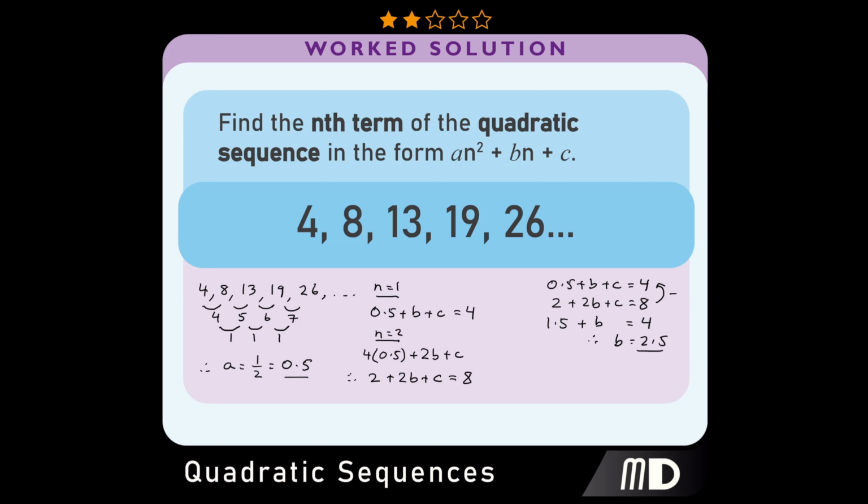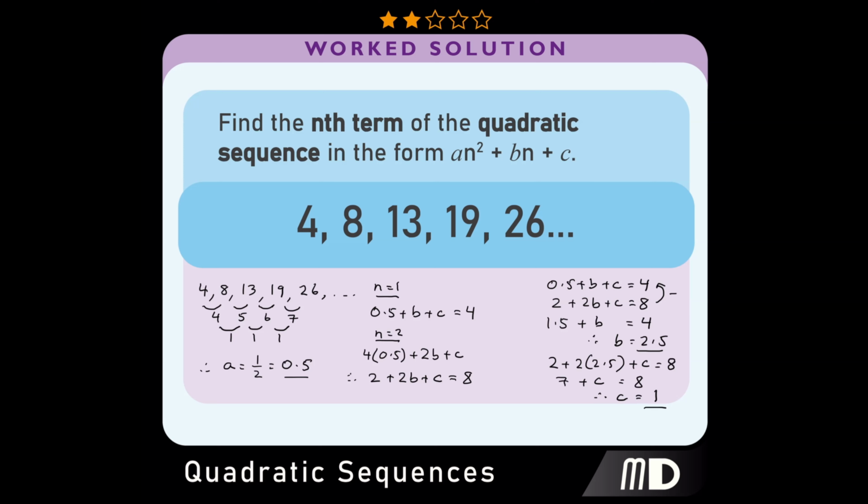Substituting b equals 2.5 into the second equation gives us 2 plus 2 multiplied by 2.5 plus c equals 8, which simplifies to give us 7 plus c equals 8. Hence, the value of c is equal to 1.